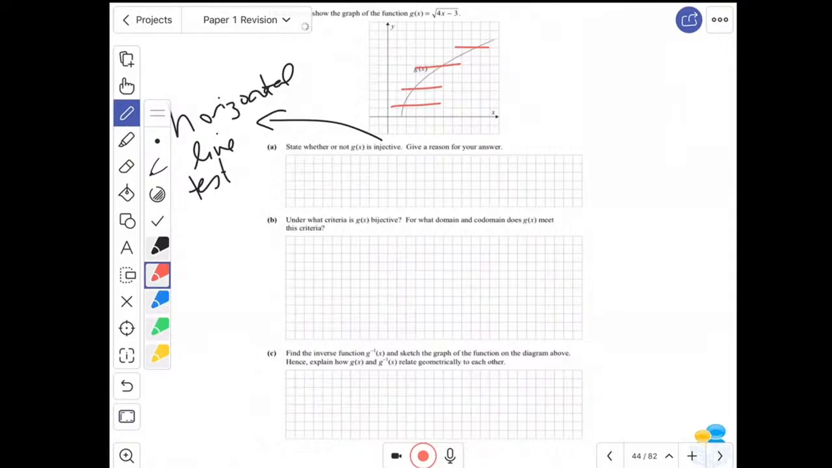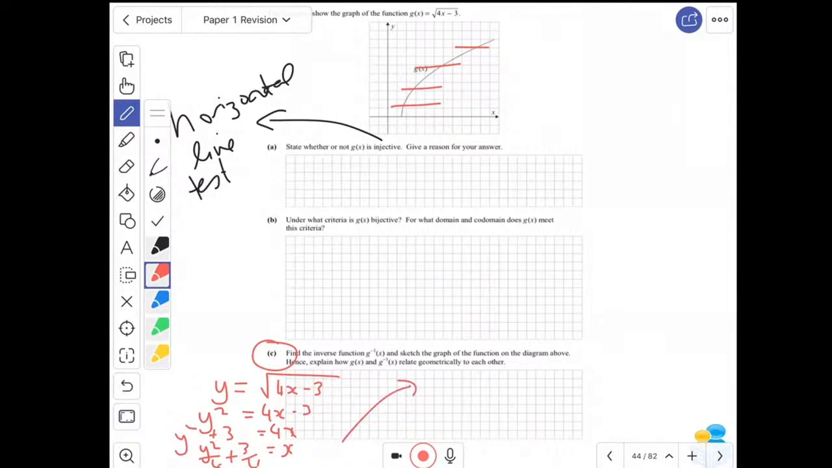Okay, and I'm going to skip down to the last part. It says find the inverse of your function. So again, if we just do this really quickly, we've got the square root of 4x minus 3. So again, what you're thinking about with this one is you want to get x by itself. So you need to get rid of the square root first of all. So you're going to square both sides. Then you're going to bring the 3 over. And then you're going to divide by 4.